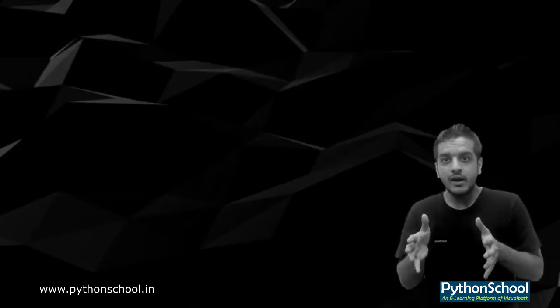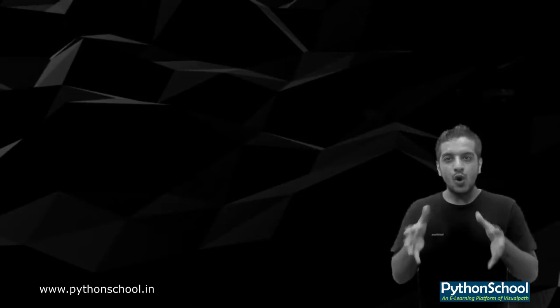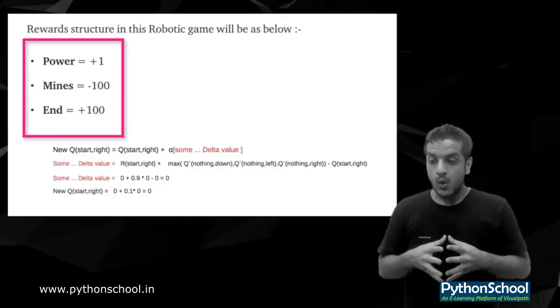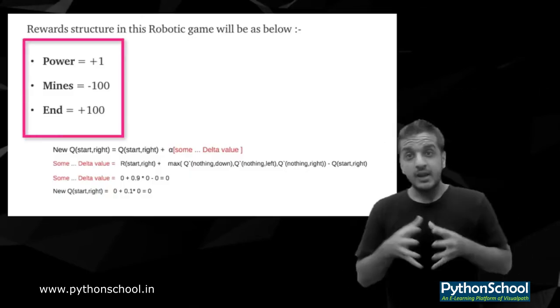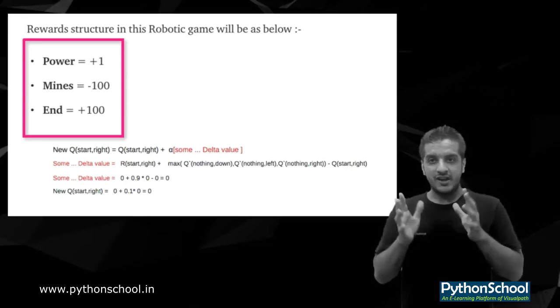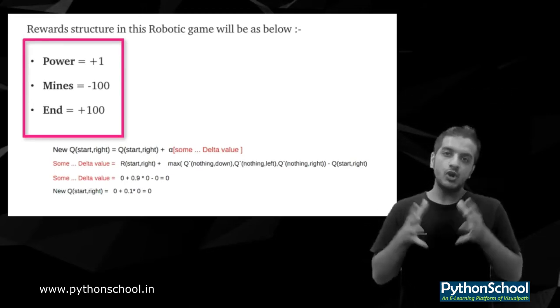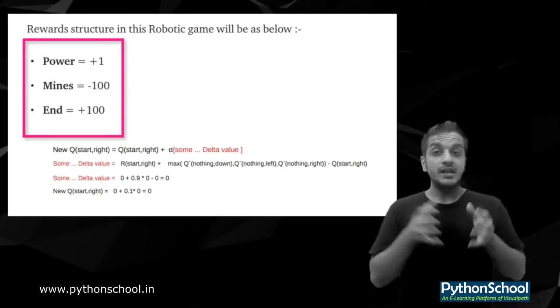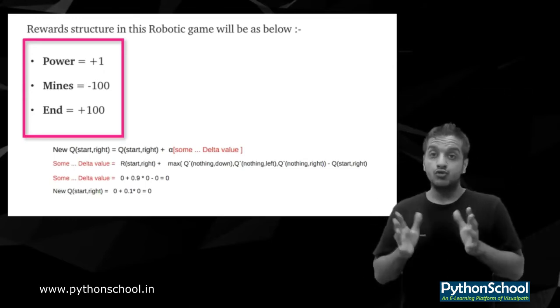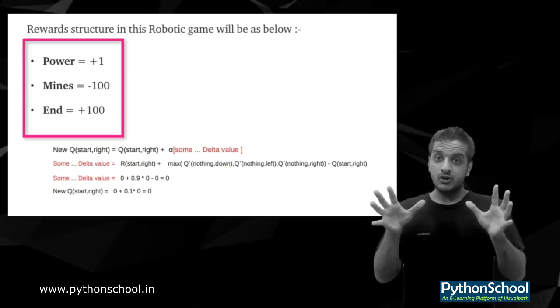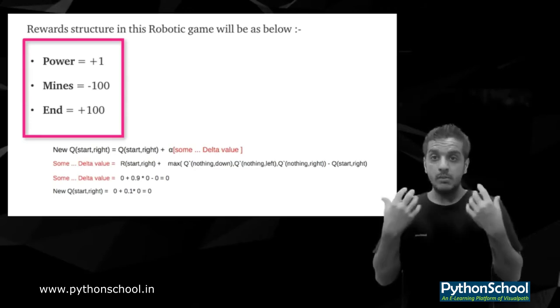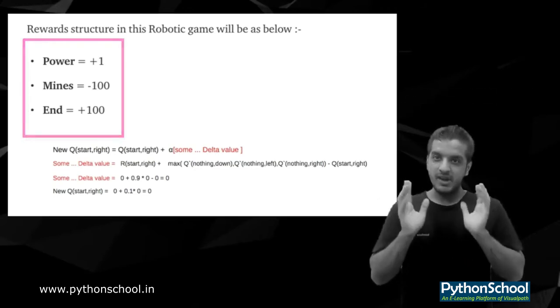In this regard, in our robotic game, the reward structure looks like this, where if the robot gets the power, it is +1. If the robot is hit by the mines, it is -100 and the episode ends. And if the robot reaches the end location, then it is +100. So this is the reward structure which the robotic agent will be following while going through the maze.